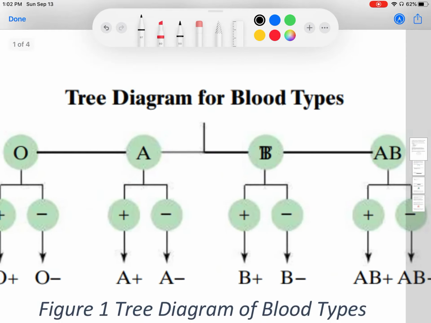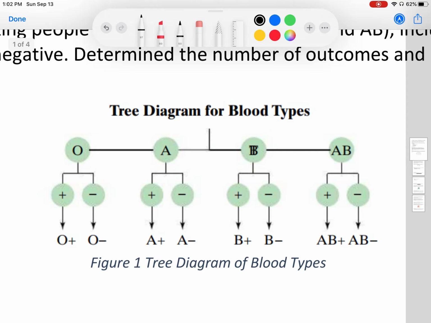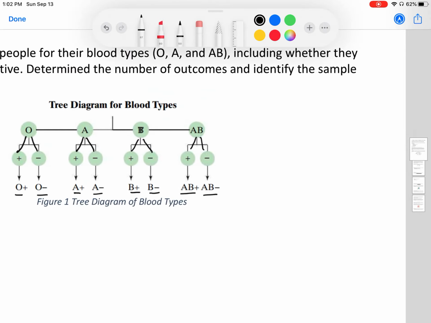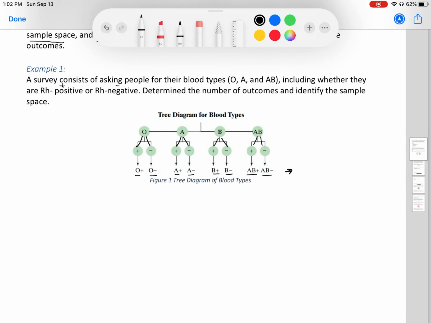Okay, so here we have all our outcomes. We can have O, A, B, or AB for our blood types. Now for each one, there's a possibility of being positive or negative. So therefore we see that we can be O positive or negative, A positive, A negative, B positive, B negative, AB positive, and AB negative. All right, so again, these are all of our possibilities, and because they're all of our possibilities, these are our sample space.